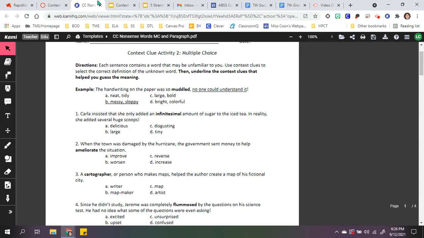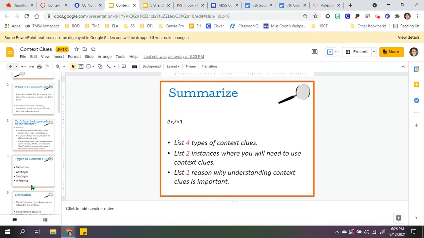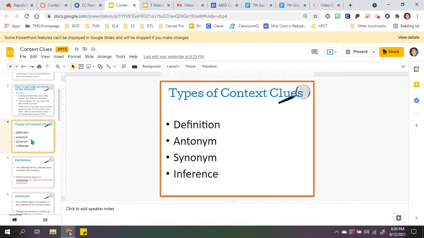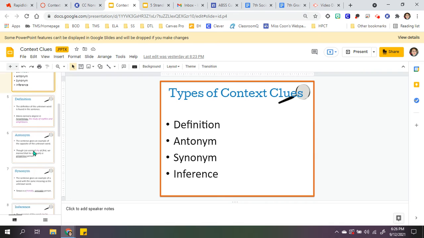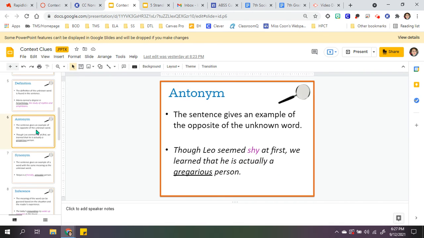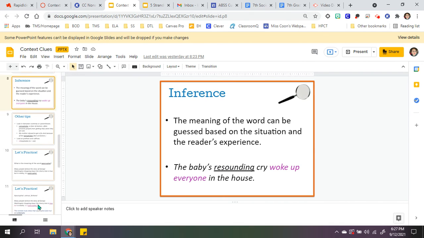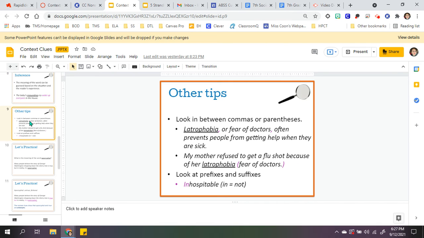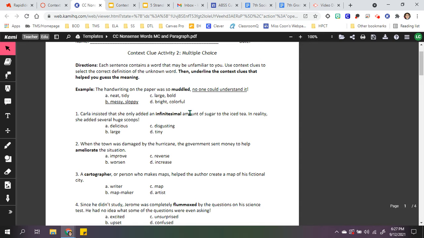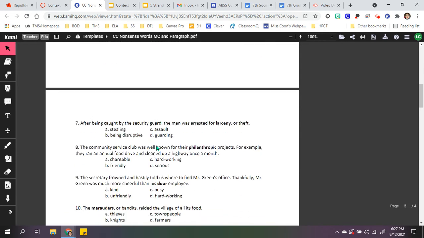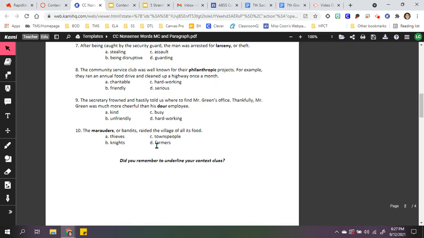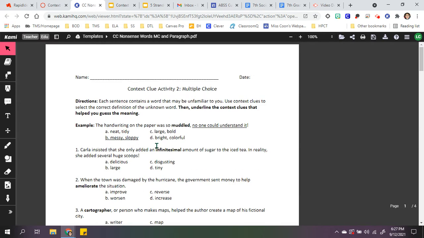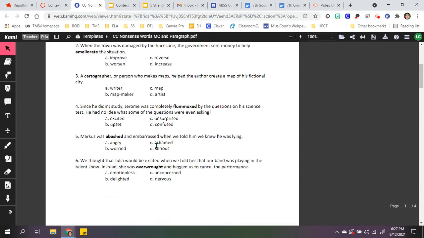So again, using these notes and using the different types of context clues. Did it give me a definition? Did it give me an antonym? Did it give me a synonym? Did it give me an inference? Did I have to infer? And again, it tells you what these are right here and gives you examples of them. And it tells you in other tips. Go back and look. So you'd read this sentence and decide. Okay. That's if you're in my block 1. If you're in my block 2, your first activity is a little bit different.